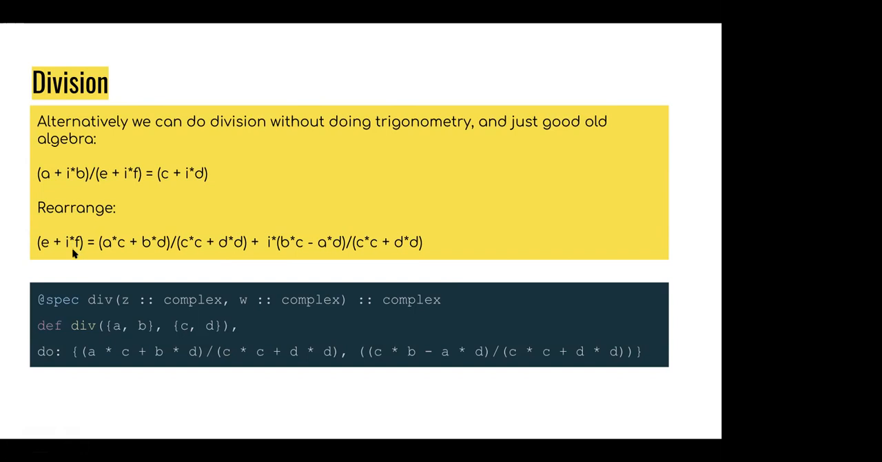So in other words, the real number e is equal to (a times c plus b times d) divided by (c squared plus d squared), and likewise f is equal to, you can see on the right hand side, (b times c minus a times d), all divided by (c squared plus d squared). And so again, using pattern matching, I'm just returning that value for division.